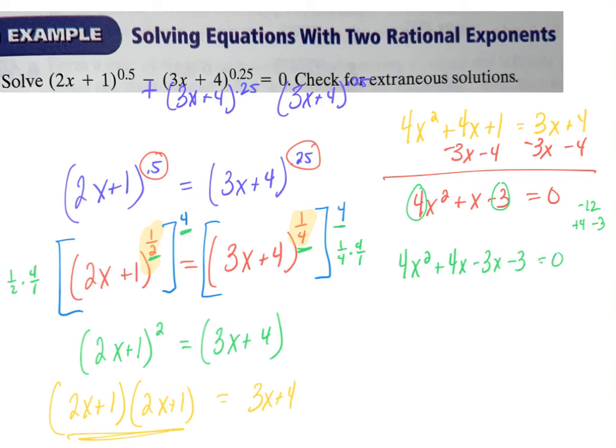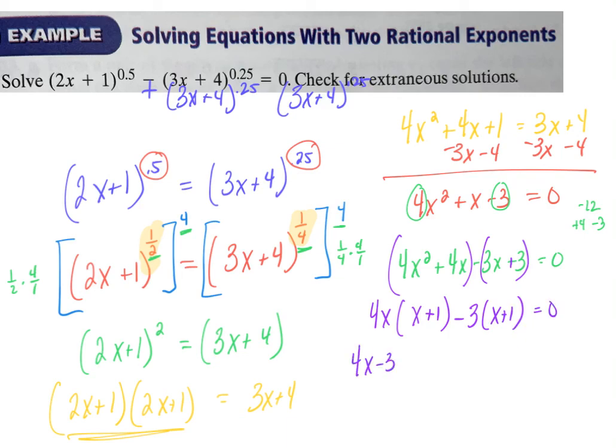What's my method to solving here? Grouping, right? So I'm going to group these. If I group after a negative, change that last sign. What can come out of the first group? 4x. So I have 4x, x plus 1. What can come out of the second group? x plus 1. So my factoring looks like this: 4x minus 3, x plus 1. If I set this equal to 0, I will get x equals 3/4. And if I set this equal to 0, I will get x equals negative 1.